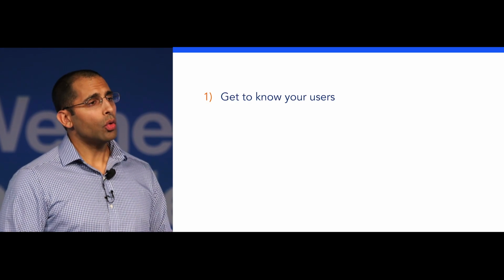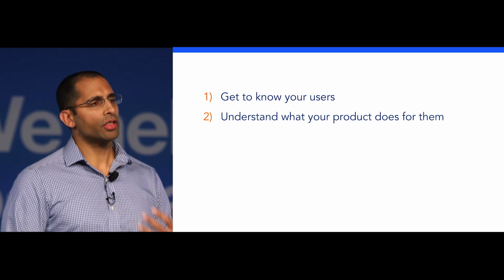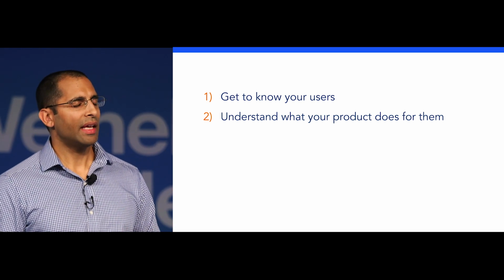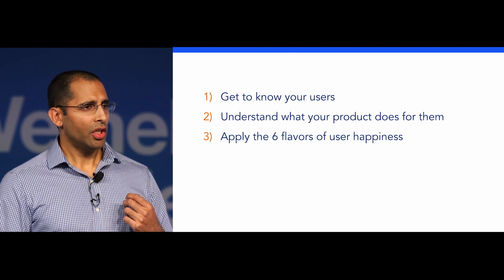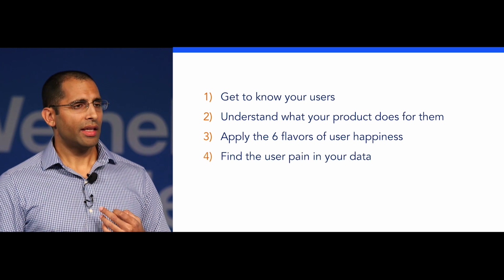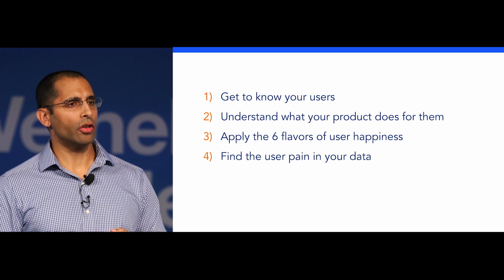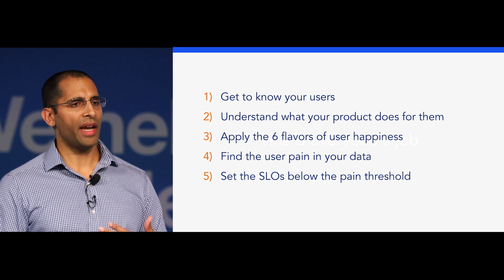You have to get to know your users. That's the first step. And then you understand what your product does for them. How are you providing value? How are they benefiting? You want to apply the 6 flavors of user happiness. Then you find the user pain in your data. Once you've found that, you set the SLOs below the pain threshold.